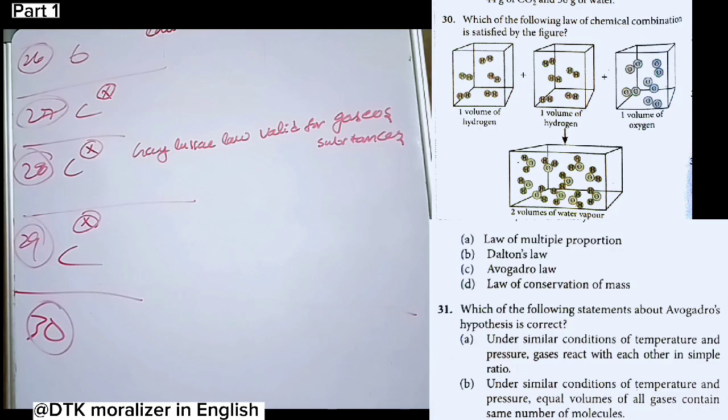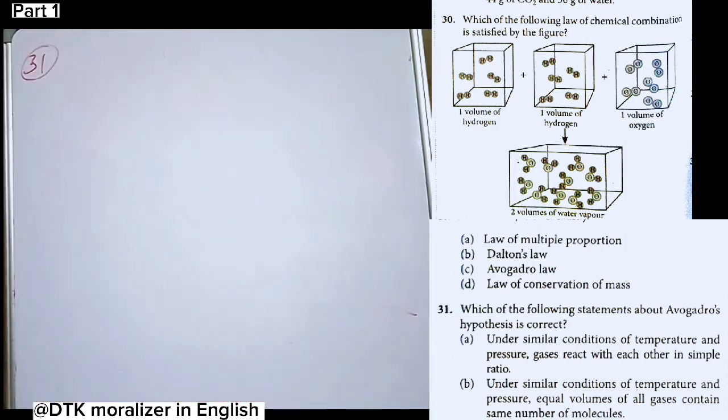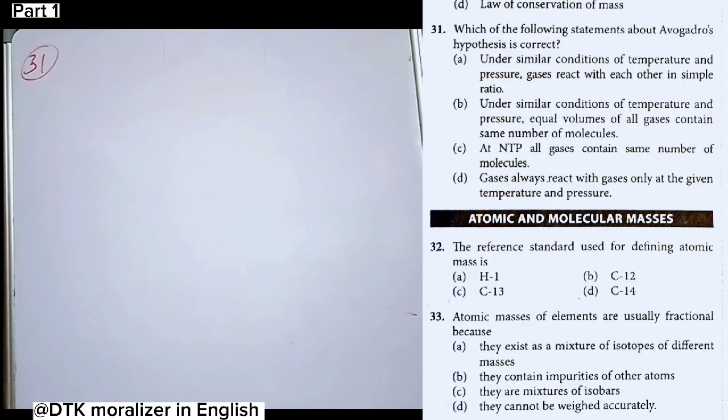Now question number 30. Which of the following laws of chemical combination is satisfied by the figure? Law of multiple proportions, Dalton's law, Avogadro's law, law of conservation. Here Avogadro's law is valid. As you can observe from the diagrams, the volume is constant, so Avogadro's law is valid here.